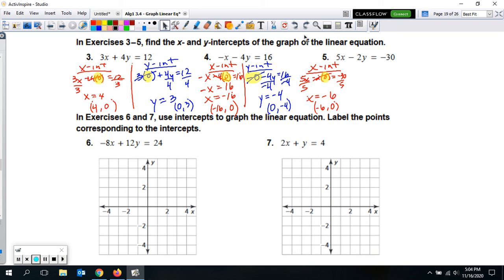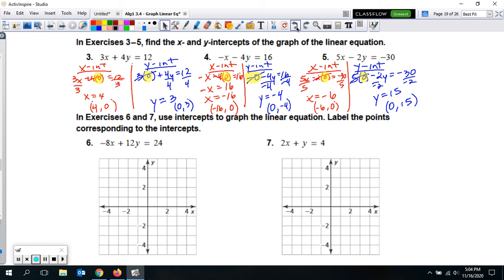And then for the y-intercept, plug in 0 for x. So 5 times 0 here, which is going to cancel out. And now you just have this equation. Divide both sides here by -2 to solve for y. And so we'll see a -30 divided by -2 is going to give us 15. So y equals 15. That is the y-intercept. So the ordered pair is 0 for x, 15 for y.